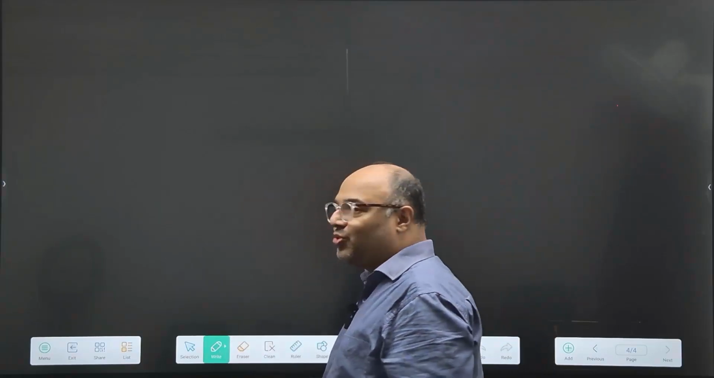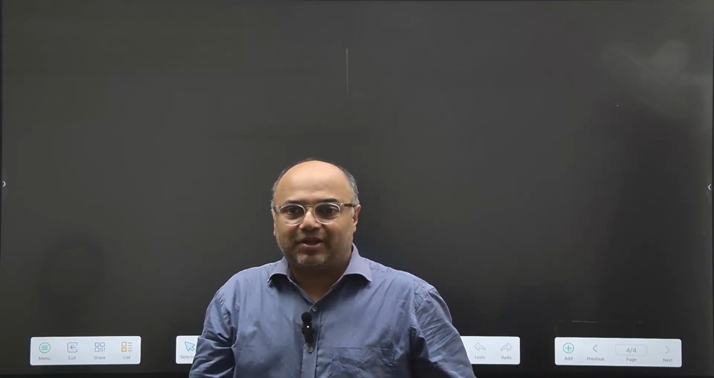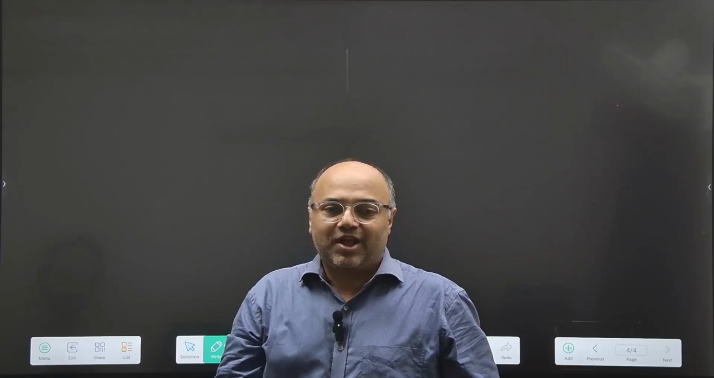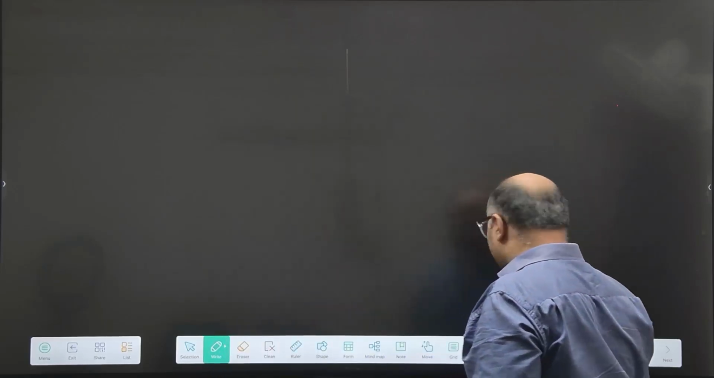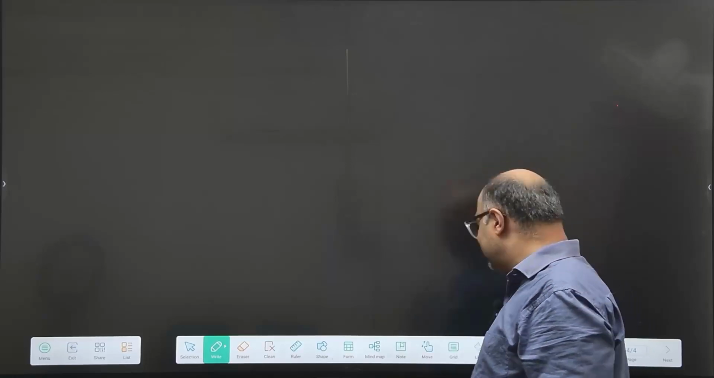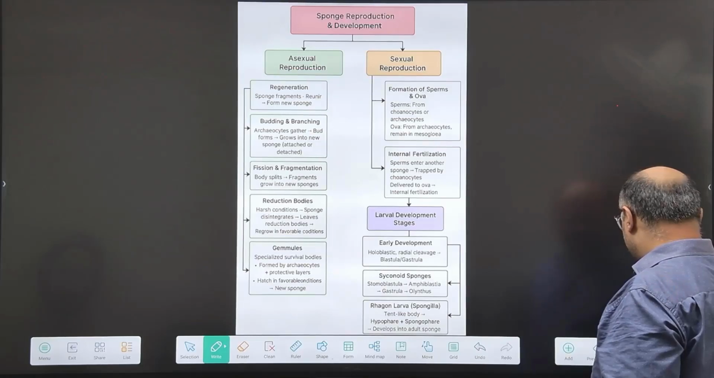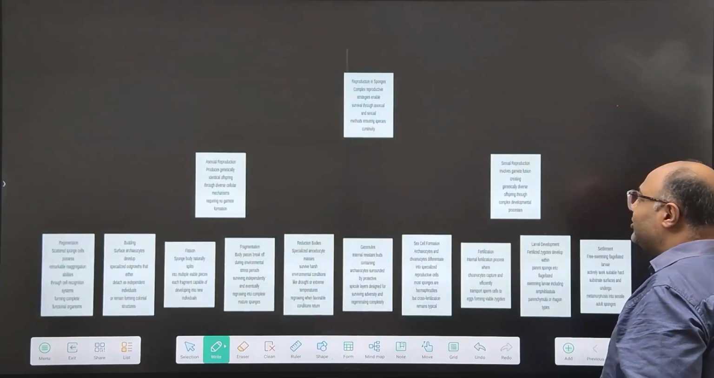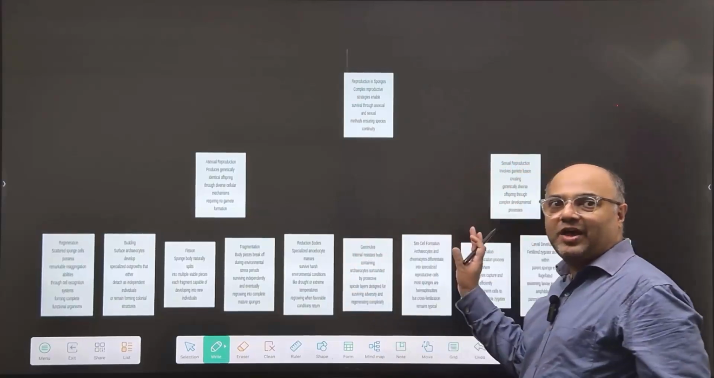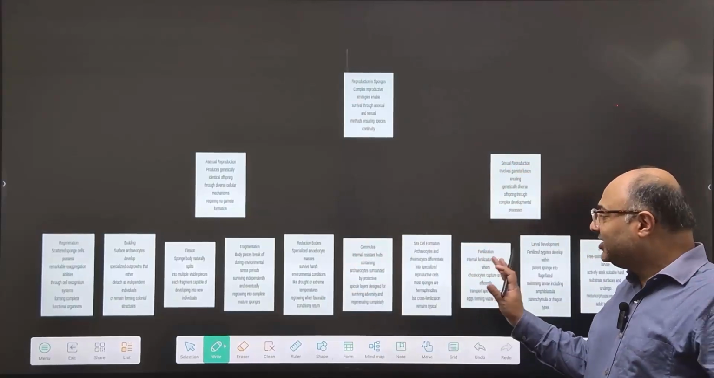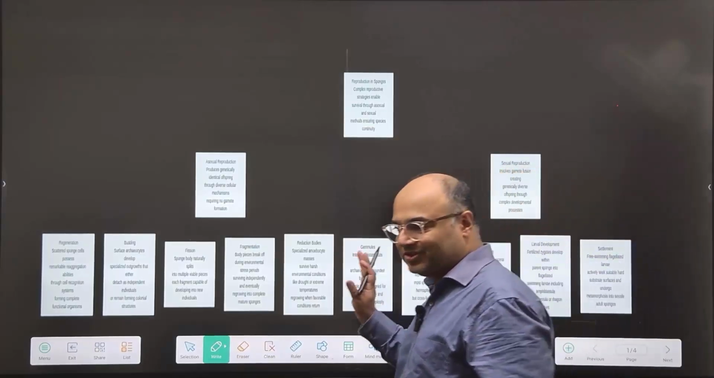Okay, let me show you how 250 words fit into the paper if I make a flow chart of it, and if I talk about reproduction in sponges. Let's first see that, and then we will talk about the details of this. So this is reproduction in sponges. I have made a flow diagram of this, and this flow diagram contains approximately 250 to 300 words.